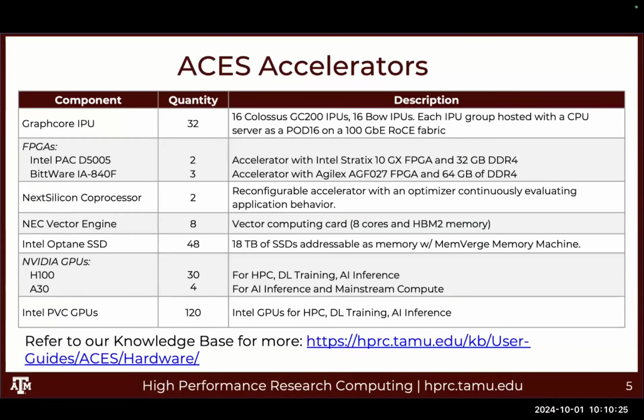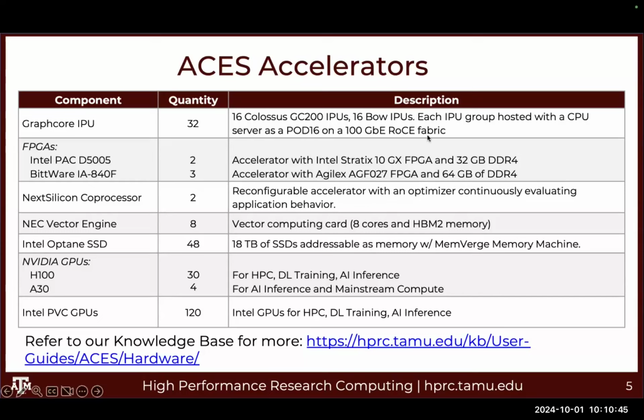These are the accelerators on the ACES platform. Here in the table, the first one is Graphcore IPU. You can see we have 32 Graphcore IPUs. 16 of them are Classic IPUs. They are a previous generation of IPUs.